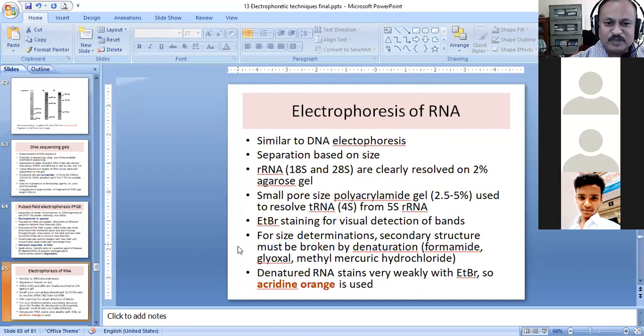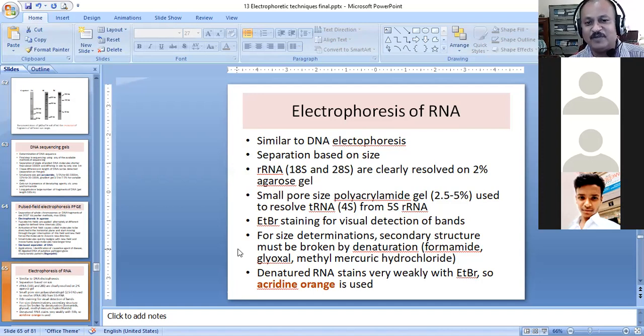Then coming to electrophoresis of RNA. Now, I'm not going to waste much time on this particular slide. I'll just tell you something, that there are different types of RNA. You know that there is a tRNA, there is rRNA, and what is the third one? mRNA. Very good. Okay, so 3 types of RNA we have, and these 3 types of RNA have some distinct typical shapes, isn't it? mRNA is a linear molecule. tRNA is what is the shape of tRNA? Clover leaf model. Clover leaf shape.